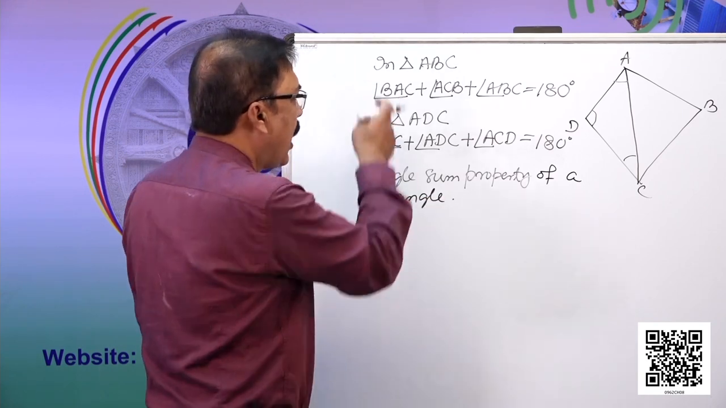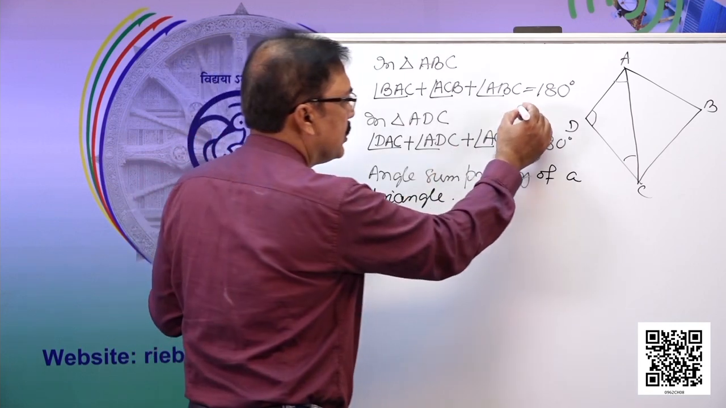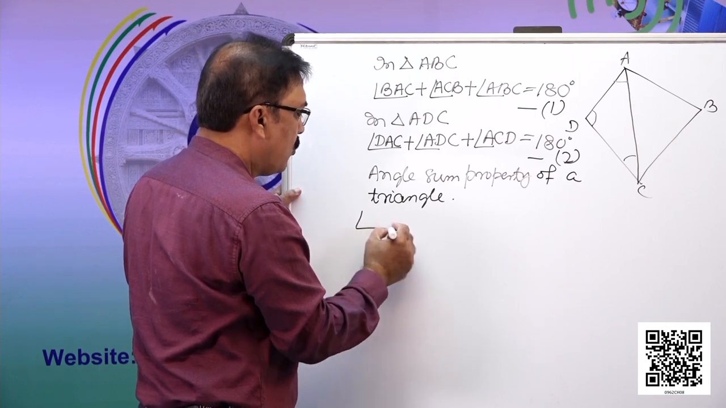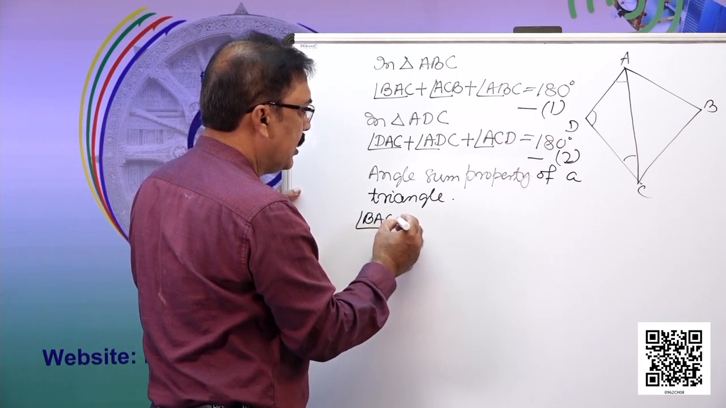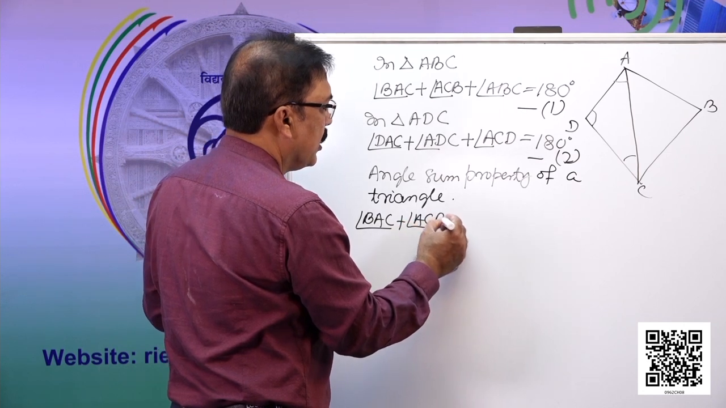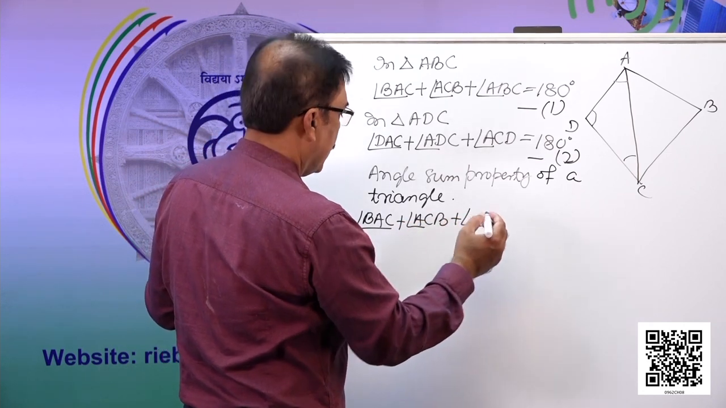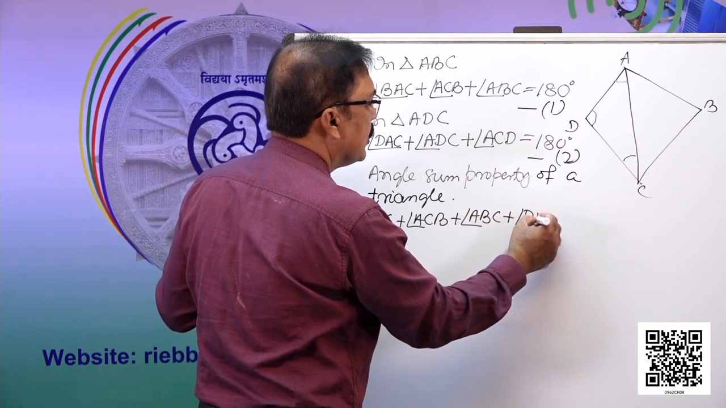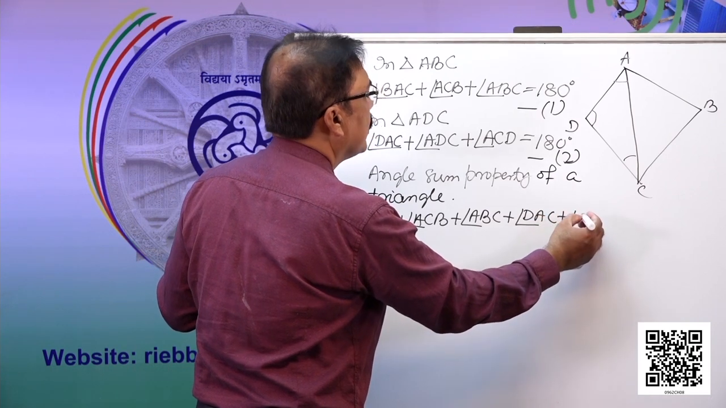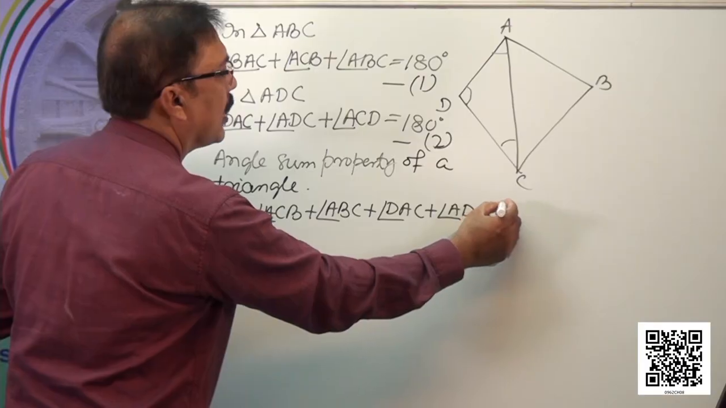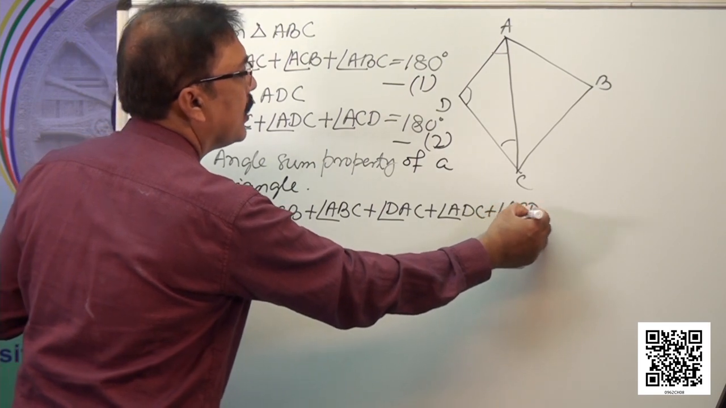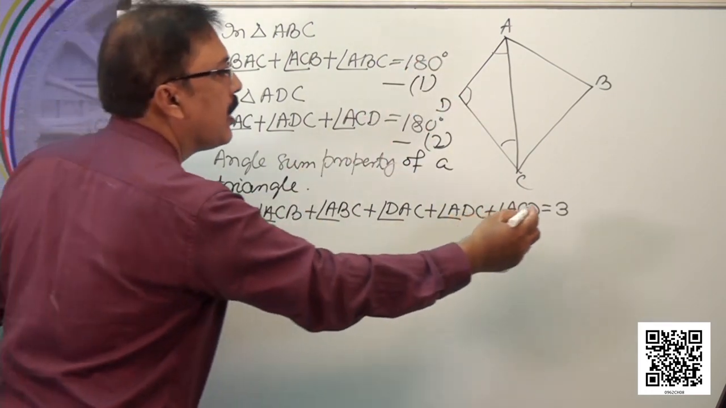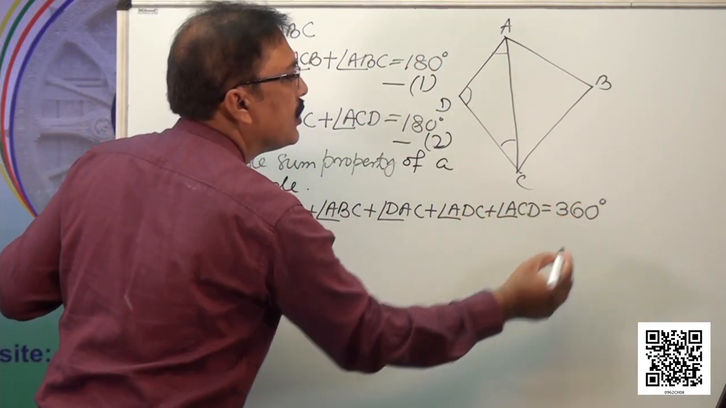Now, if you add these two equations, this is equation 1 and this is equation 2. If you add these two, what do we get? Angle BAC plus angle ACB plus angle ABC plus angle DAC plus angle ADC plus angle ACD is equal to, on the right side, we have 180s. So, 180 plus 180 gives 360 degree.